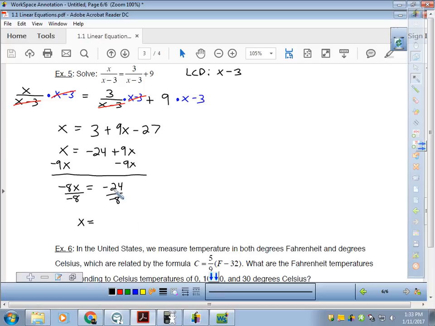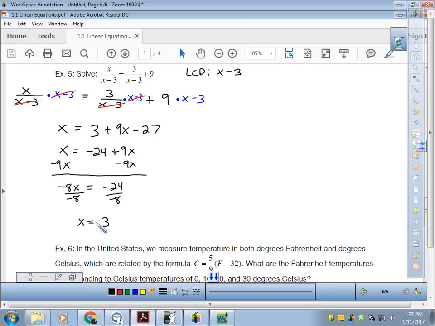x equals negative 24 divided by negative 8. It gives me 3. So my possible solution is 3. Now what I want to do is I want to check 2 things. I want to check, does it make the bottom of the fraction 0? And does it make the equation true?